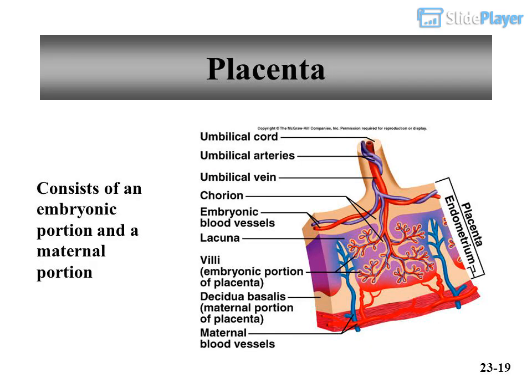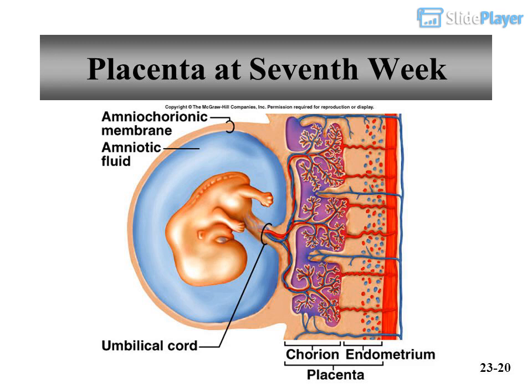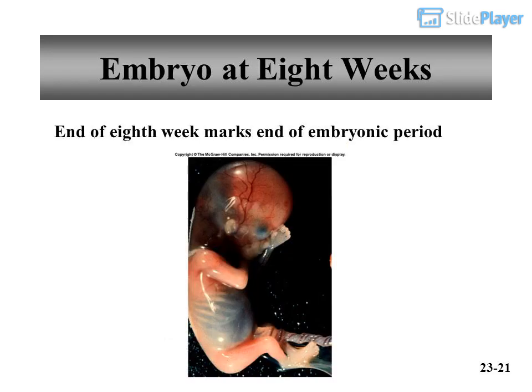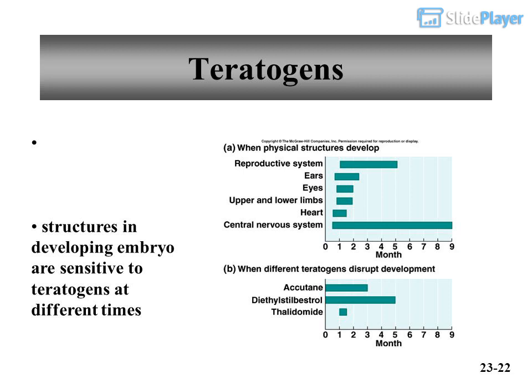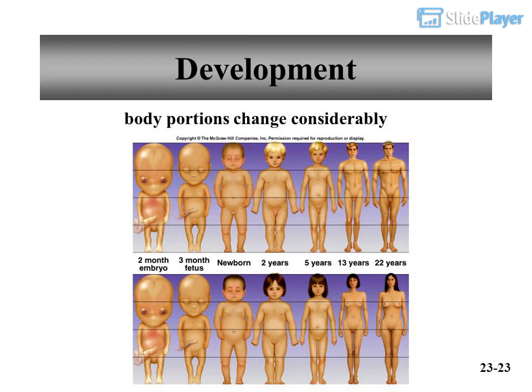23-16. Placenta. It consists of an embryonic portion and a maternal portion. 23-19. Placenta at the 7th week. 23-20. Embryo at 8 weeks; the 8th week marks the end of the embryonic period. 23-21. Teratogens. Structures in the developing embryo are sensitive to teratogens at different times. 23-22. Development. Body portions change considerably.